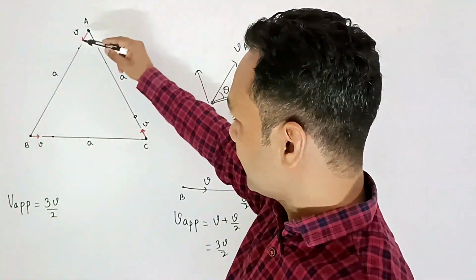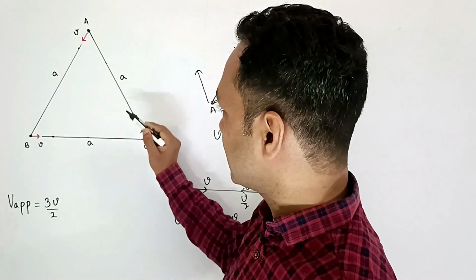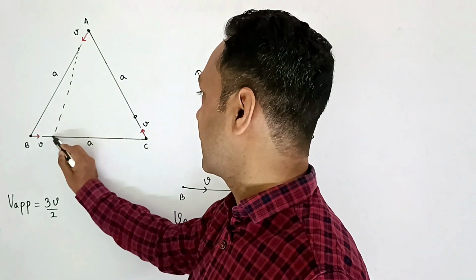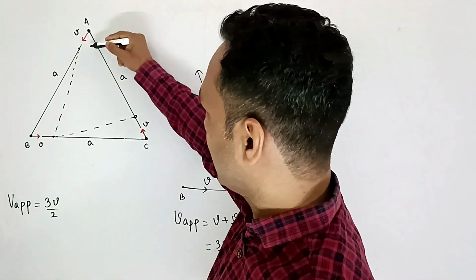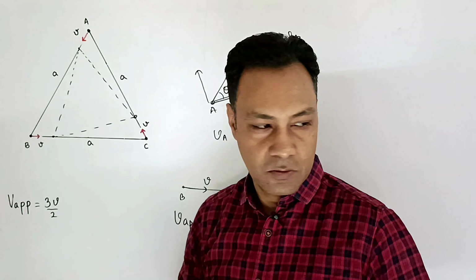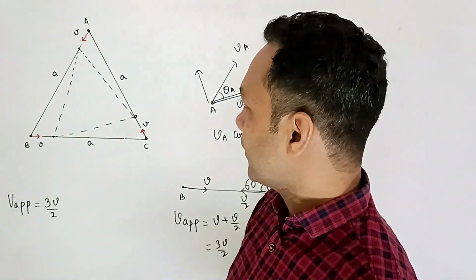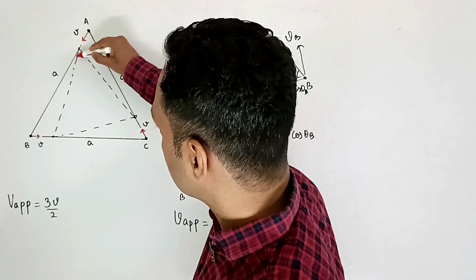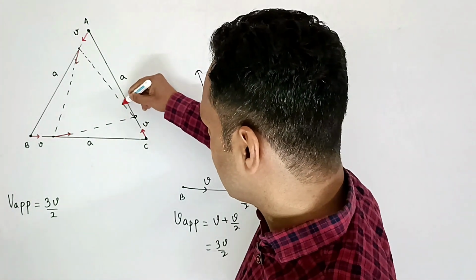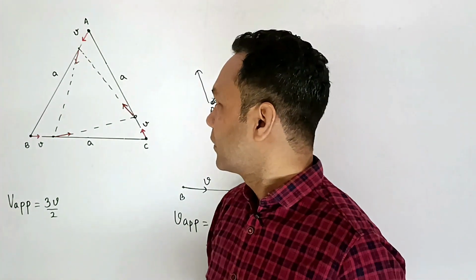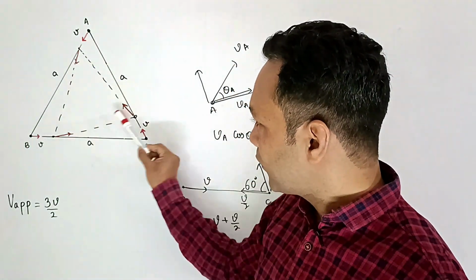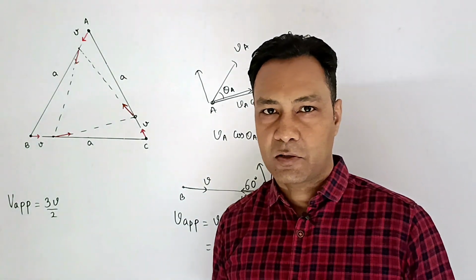Now, after a very little time, when A comes here, B comes here, C comes here, the line joining A and B would be this, the line joining B and C would be this, and the line joining C and A would be this, like this. And the new velocities: the velocity of A would be towards B, the velocity of B would be towards C, and the velocity of C would be towards A. Because these distances are traveled in equal time, the new dotted triangle is also an equilateral triangle.